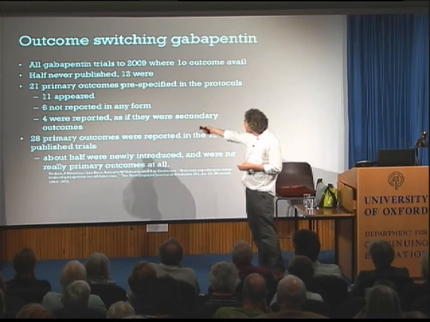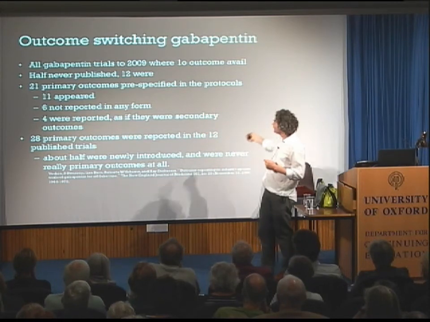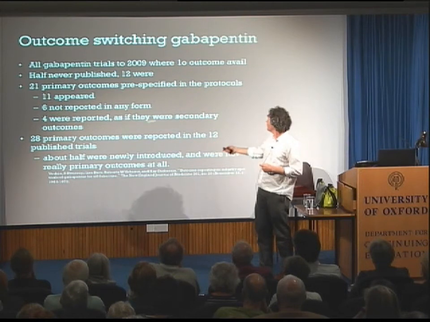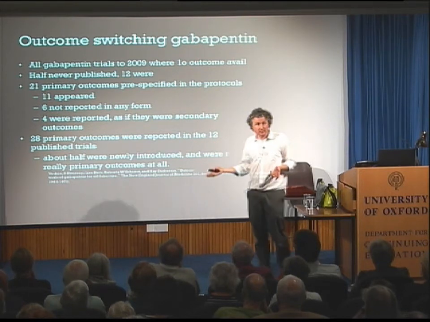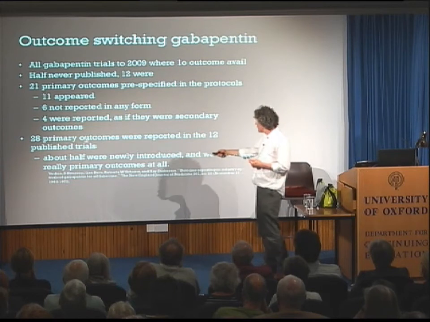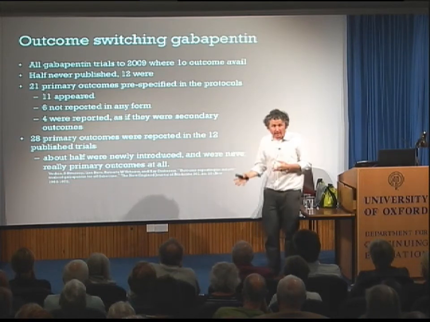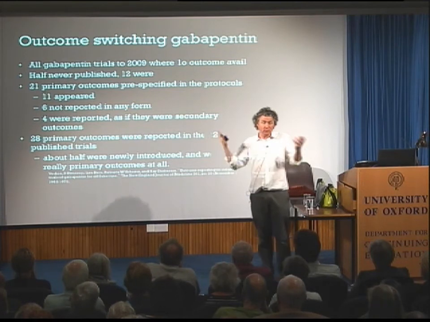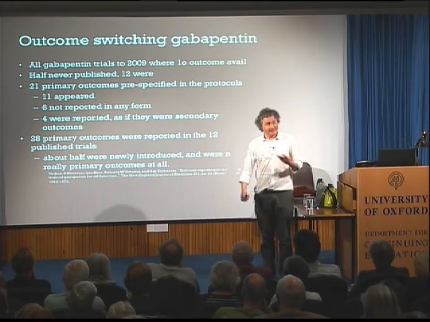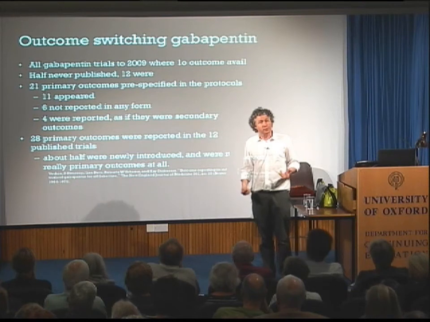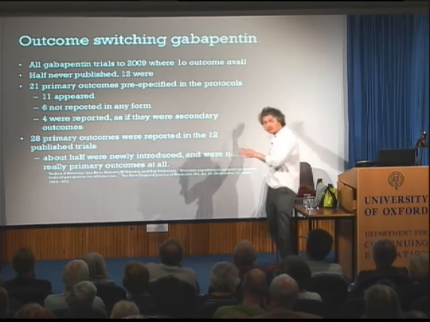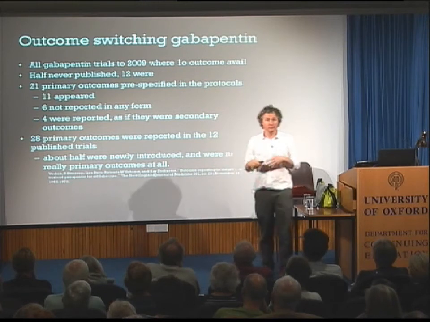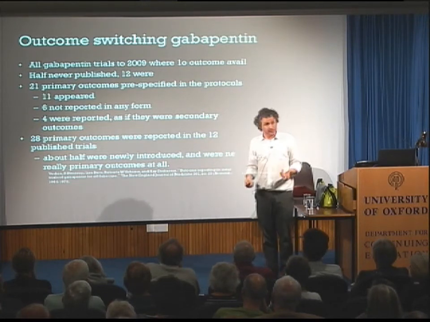There were 21 primary outcomes pre-specified in the protocols. Only 11 of those appeared. 6 weren't reported in any form. 4 were reported as if they were secondary outcomes. Meanwhile, there were 28 primary outcomes that were reported in the 12 published trials, of which about half were completely, just literally pulled out of someone's arse. Isn't that extraordinary? Isn't that truly extraordinary? So this isn't anecdote, this is an overview of all of the trials on one very frequently used treatment.